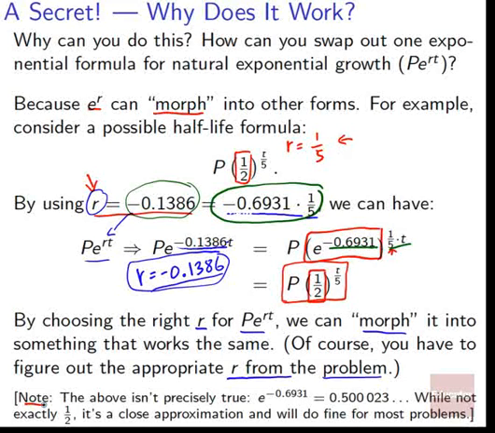Now, I want you to note, the above isn't precisely true. e to the negative 0.6931 isn't precisely 1/2. It's actually 0.500023, which is really close to 1/2, but it's not exactly 1/2. But it's a really close approximation, and it's normally going to do fine for most problems. It's such a close approximation that it will normally wind up working. And if you need even more accuracy, you could figure out what r is to more decimal places, and you could use this more accurate value for r.